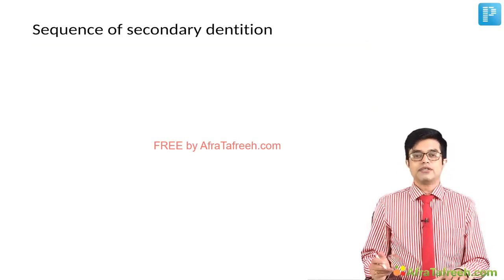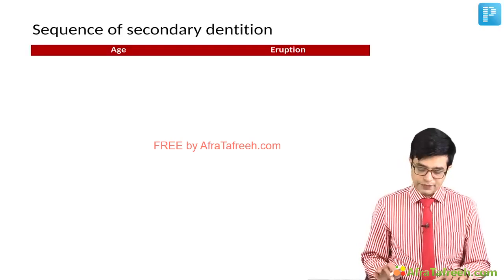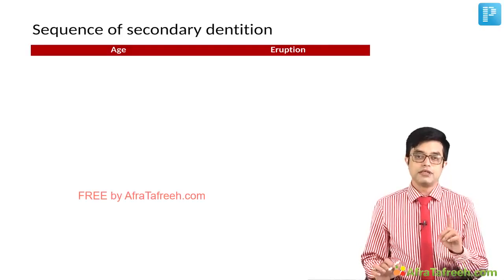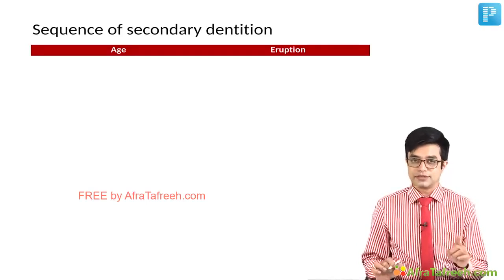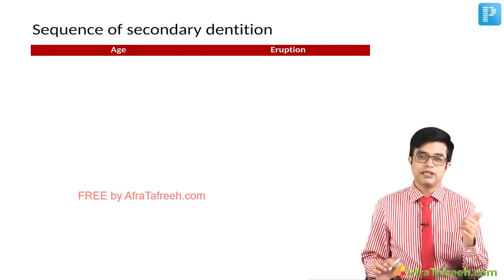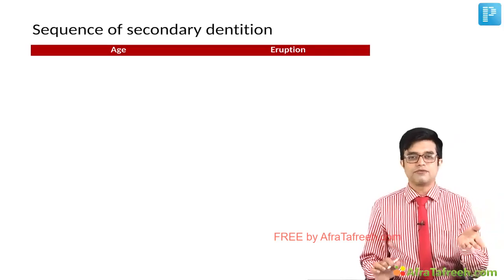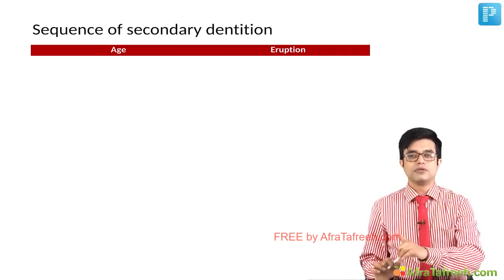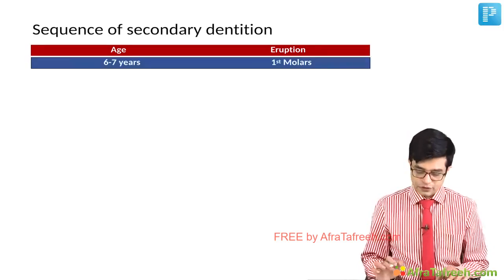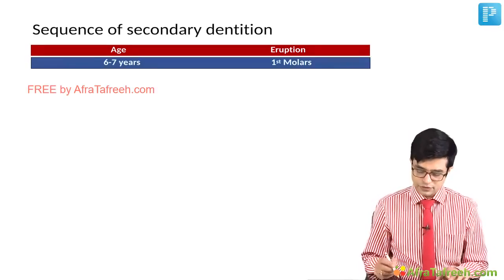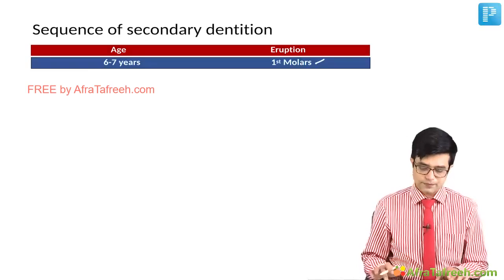Coming to secondary dentition or the permanent teeth. Remember that the first permanent tooth to erupt is the molar tooth. It is not incisors. The first temporary tooth erupts at 6 months, whereas the first permanent tooth erupts at 6 years of age. So at 6 to 7 years, the first tooth to erupt is the first molars.